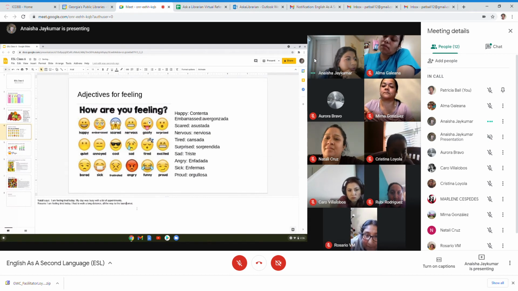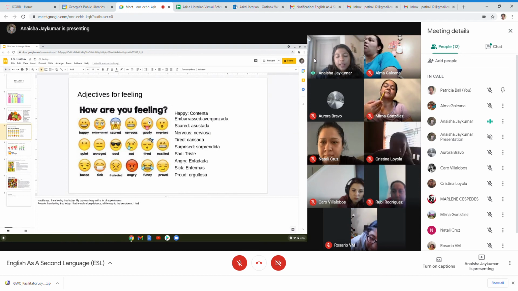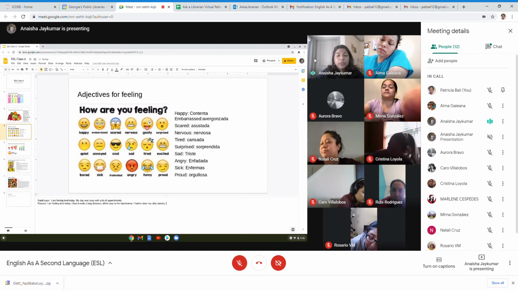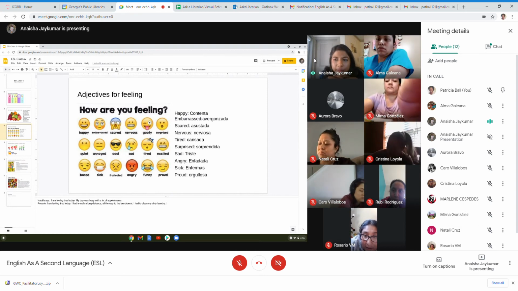Laundromat. Okay, so since you were at the laundromat, let's talk about some more adjectives. I had to clean my dirty laundry. So clean is an adjective and dirty is an adjective. They're both opposites. So you went to the laundromat because you wanted to clean your clothes, right? Okay. Anyone else who would like to practice some conversation?